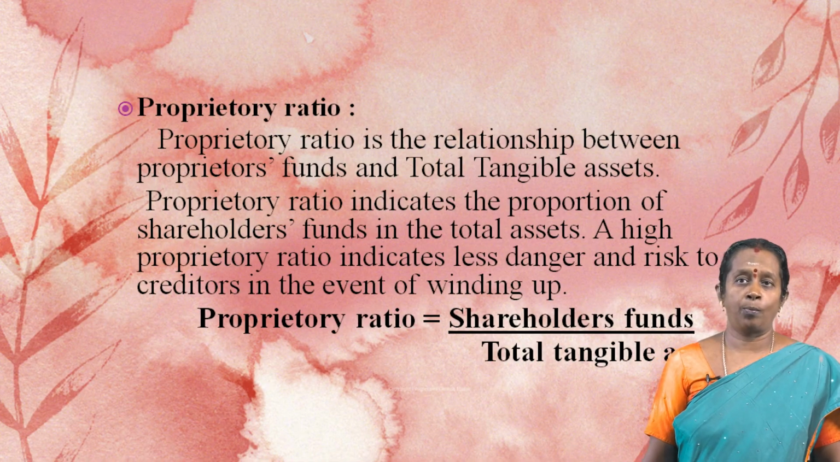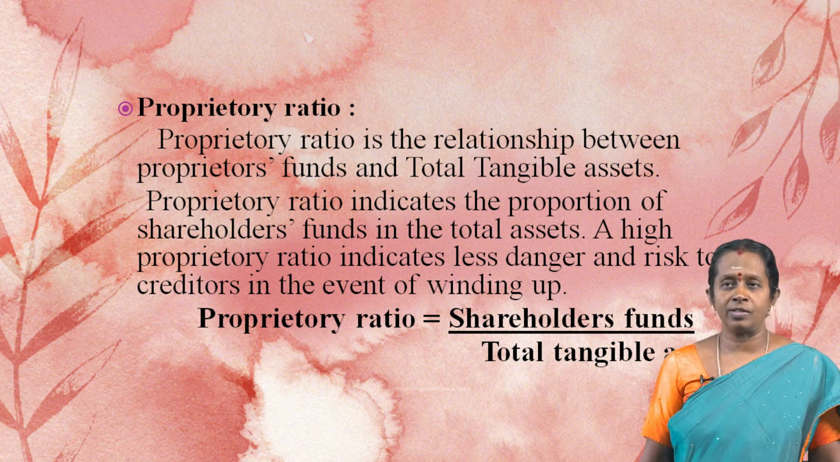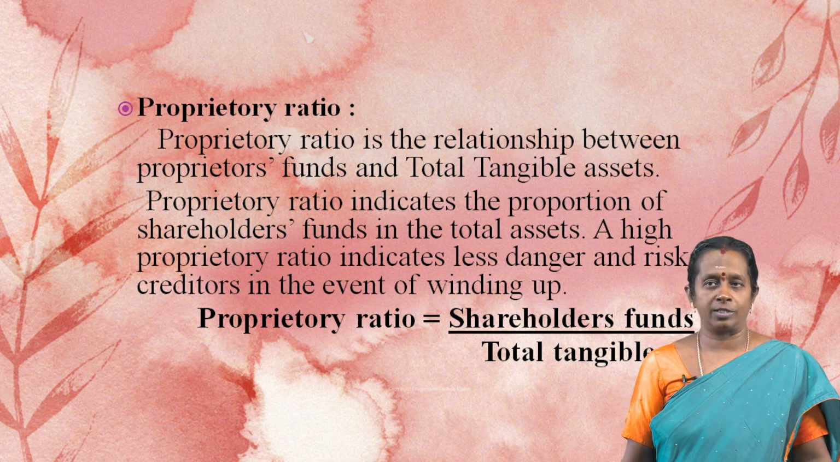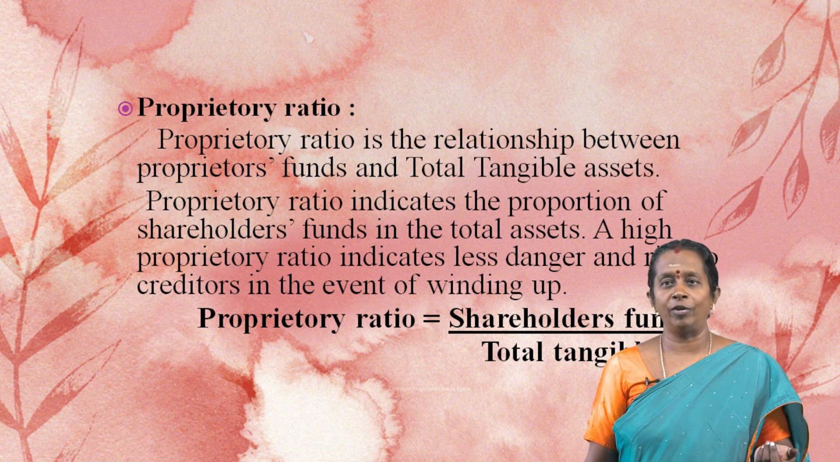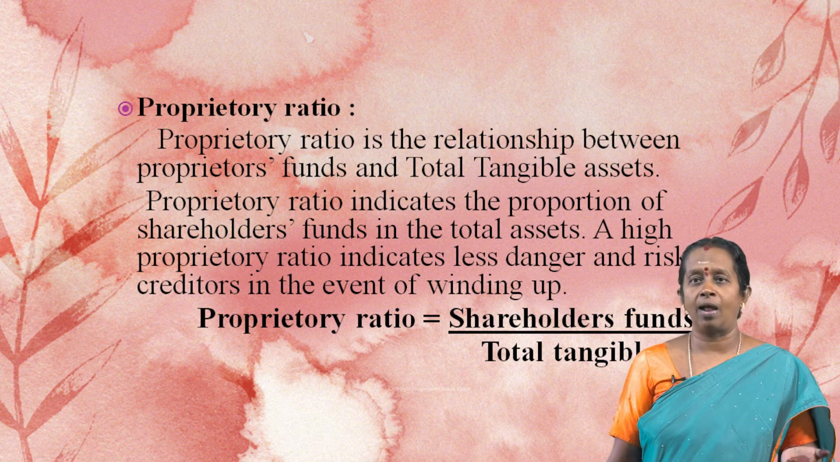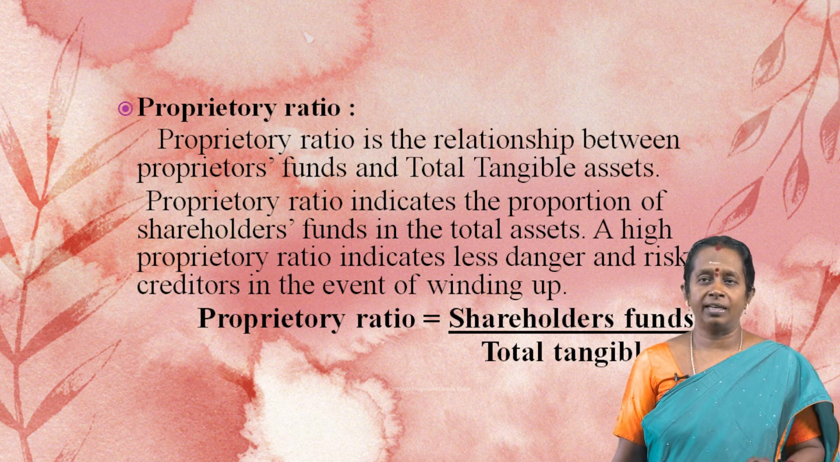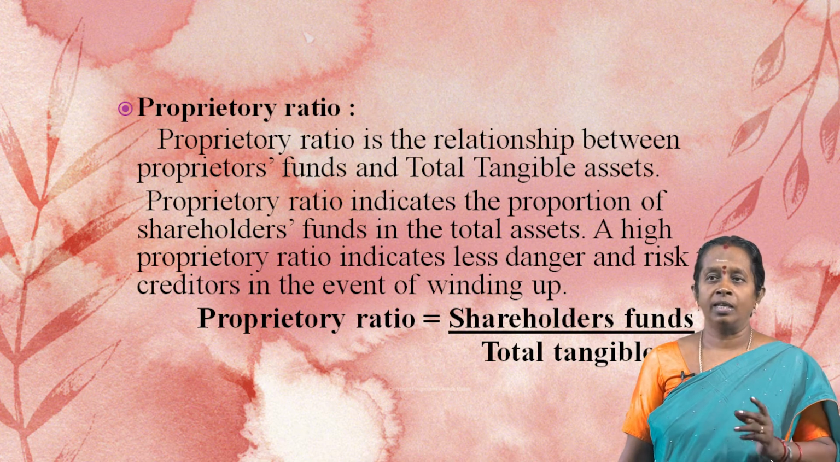Next one is the proprietary ratio. Proprietary ratio is the relationship between proprietors funds and total tangible assets. Total tangible assets include all sorts of tangible assets, other than goodwill and other intangible assets. Tangible assets may be related with furniture, plant and machinery, etc. We take up all sorts of tangible assets, excluding intangible assets.